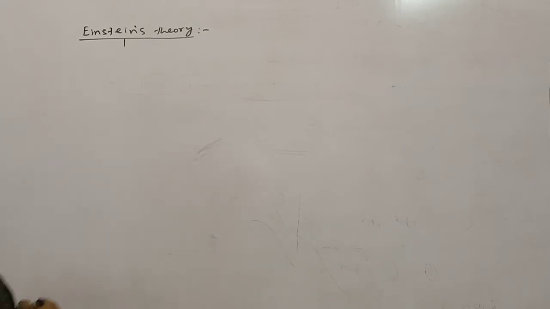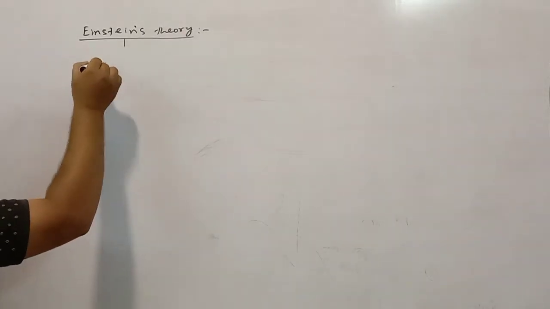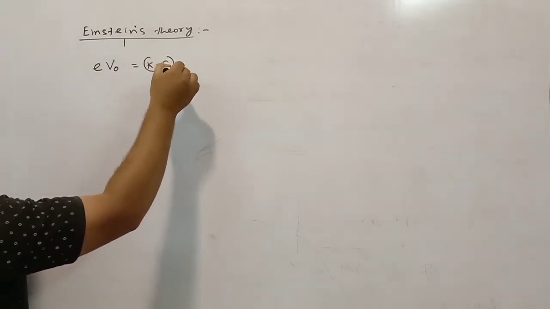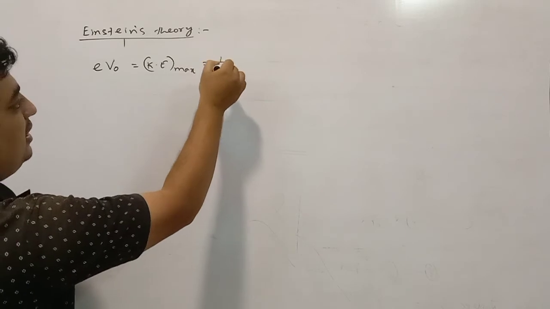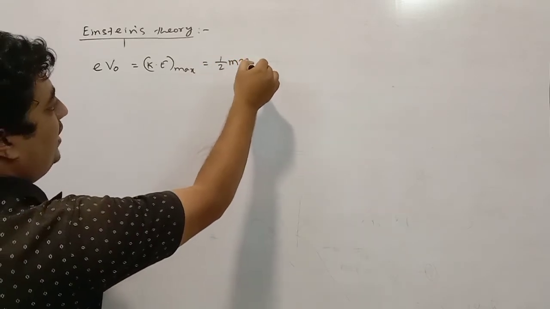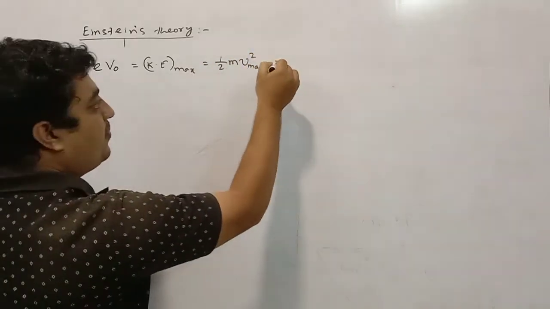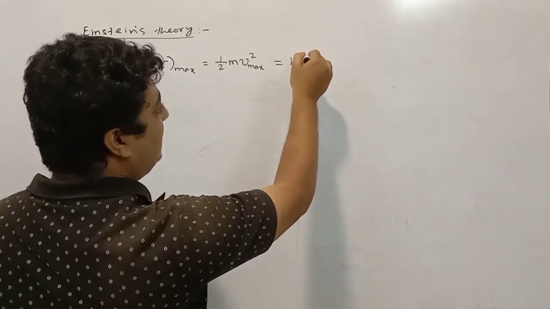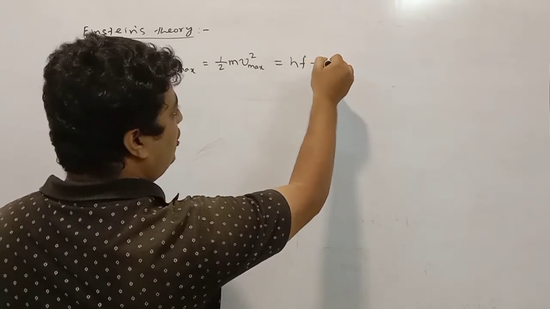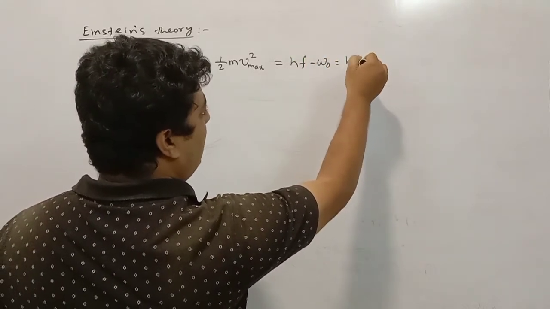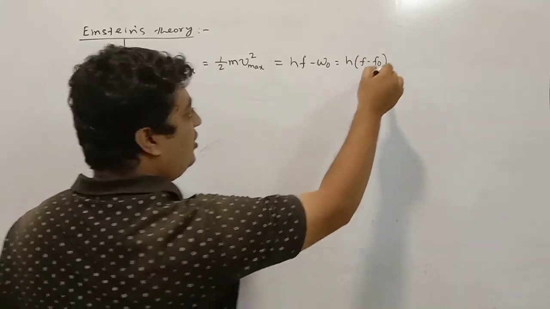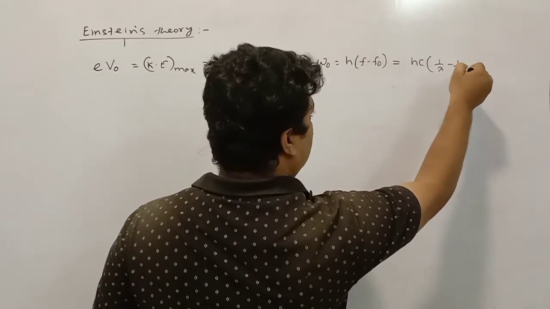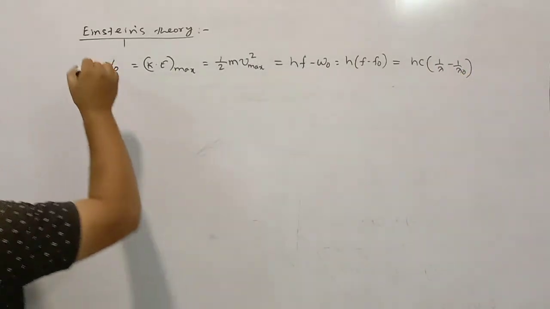If V0 is the stopping potential, then eV0 equals K max. It is equal to half m v max square. From Einstein's photoelectric equation, it is hf minus W0, equal to h into f minus f0, equal to hc into 1 by lambda minus 1 by lambda0.